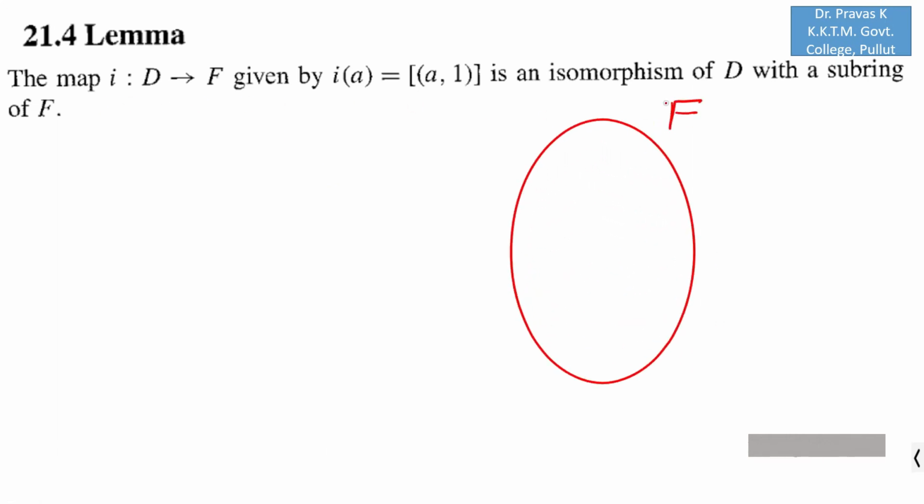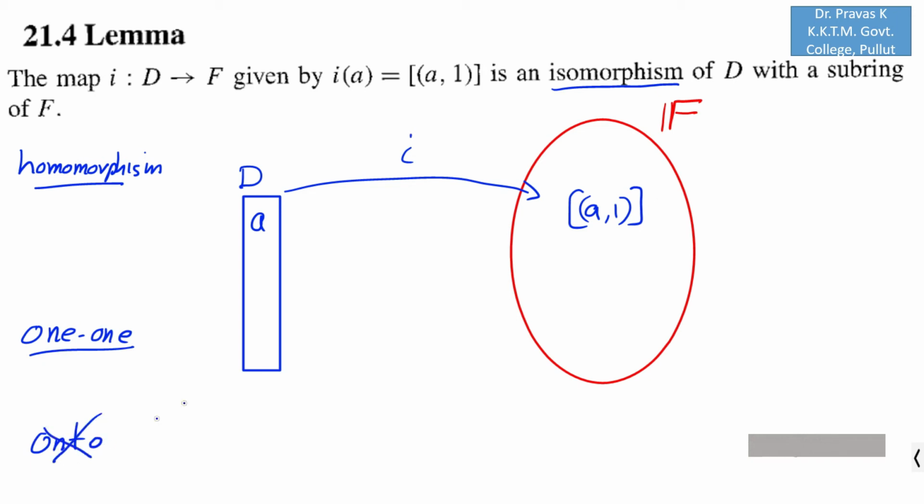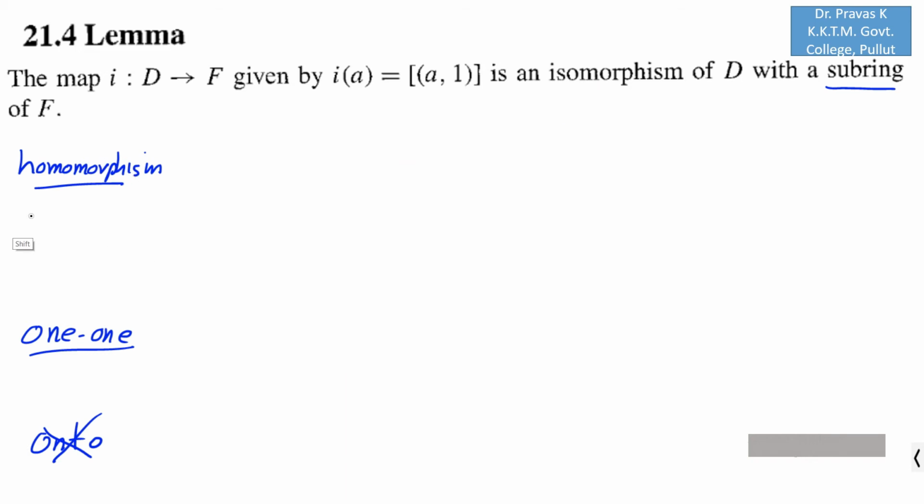The map I from D to F is given by I(A) = the equivalence class of (A, 1). That is, an element A in D is taken to the equivalence class of the ordered pair (A, 1) in capital F, and we need to prove that this is an isomorphism onto a subring of capital F. In order to prove this, we need to prove that capital I is a homomorphism and it is one-one. We don't need to prove that it is an onto map, since we just need to show that this isomorphism is onto a subring of capital F.